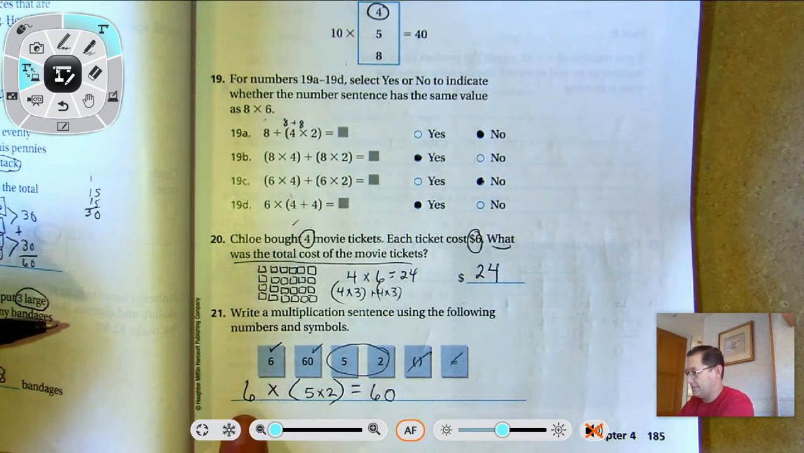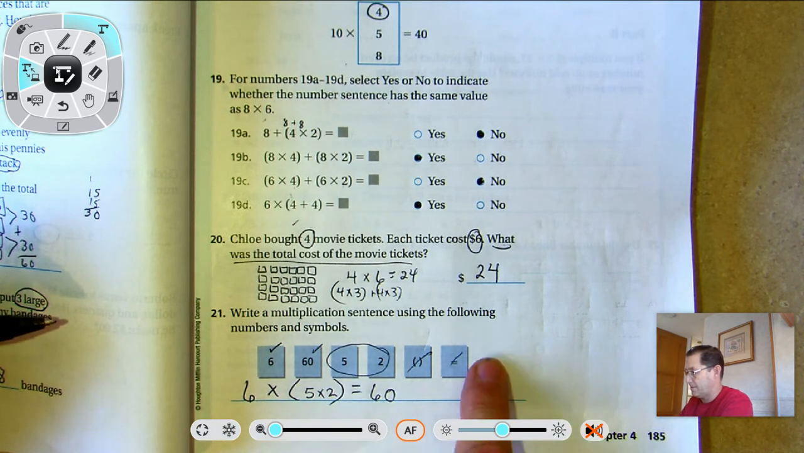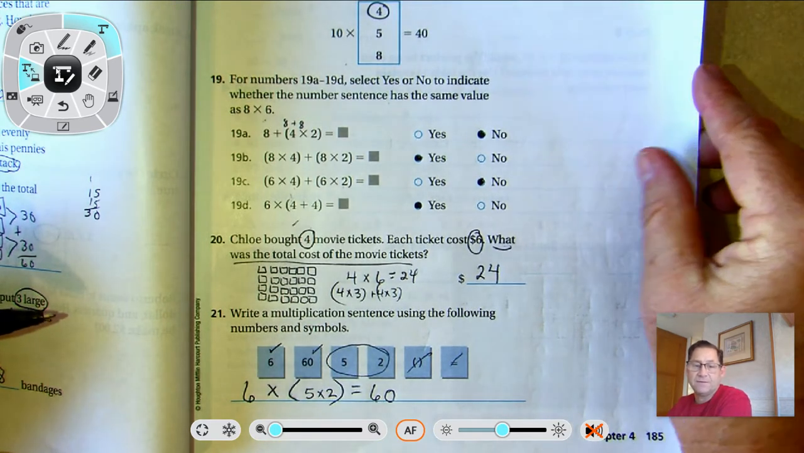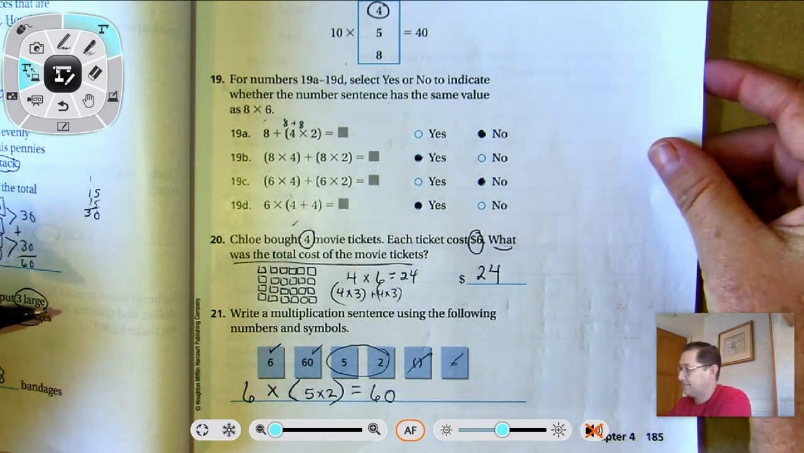Right, so I use 6, I use 5 and the 2, I use the parentheses, I use the equal sign, and I use 60. All right, so that will work, because 5 times 2 is 10, and 10 times 6 is 60.